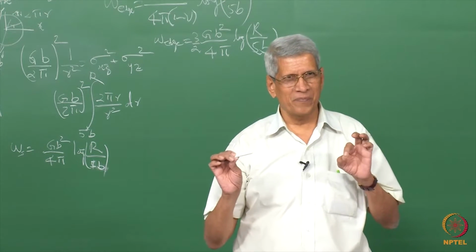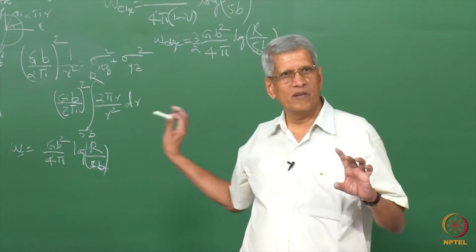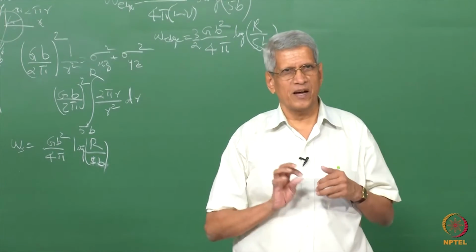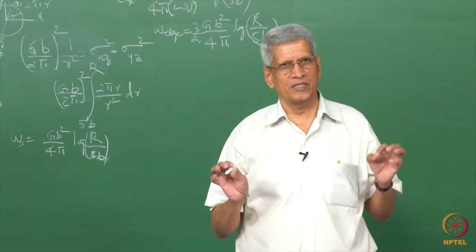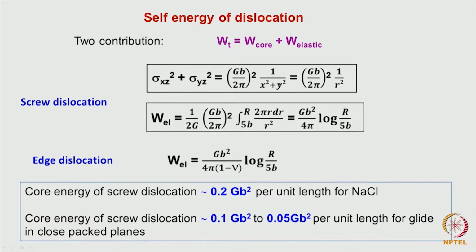You understand that? So these consequences you can understand from the self energy itself. These are all the consequences of having different self energy for screw and edge dislocations. As I mentioned earlier, the core energy of a dislocation, screw or edge, is rather a constant value, which is a small fraction, maybe less than 10% of the total energy of the dislocation.